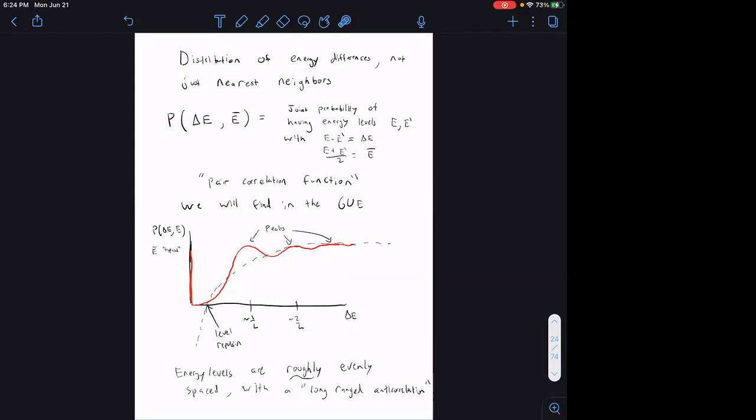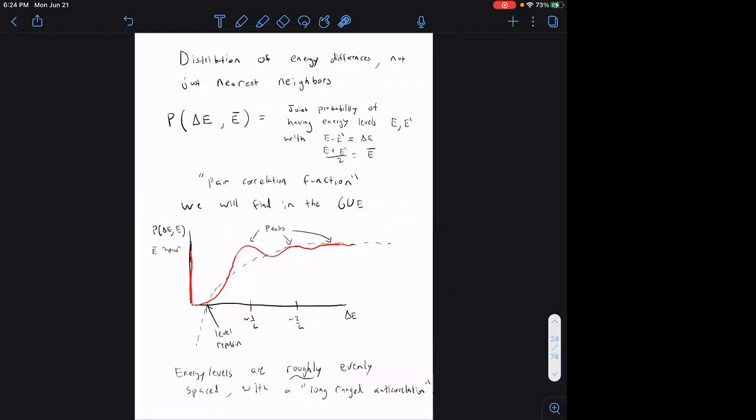The dependence on the average energy is not so interesting, so we're going to focus on the dependence on this energy difference. What we're seeing is this red curve. This is this function P of delta E. For nearby energies, it vanishes like delta E squared. So this is that eigenvalue repulsion we just saw. There's a little peak at some energy spacing, which goes as 1 over L.